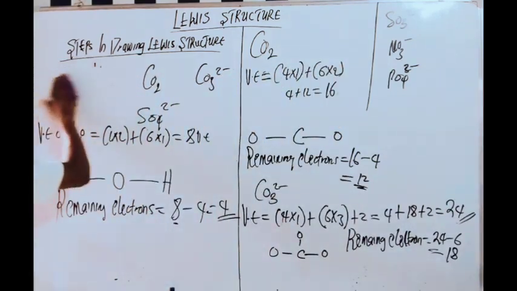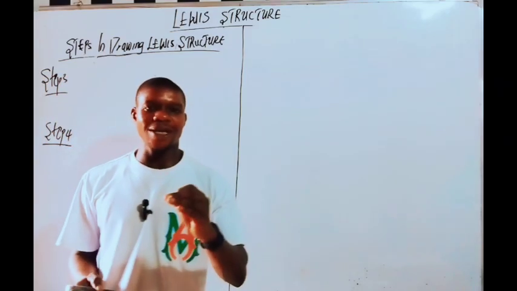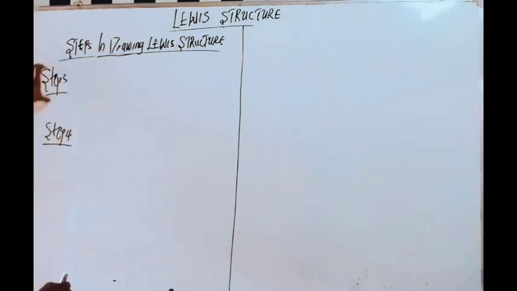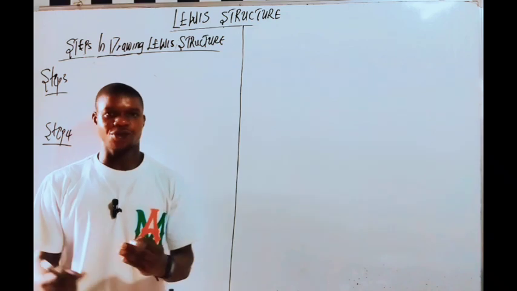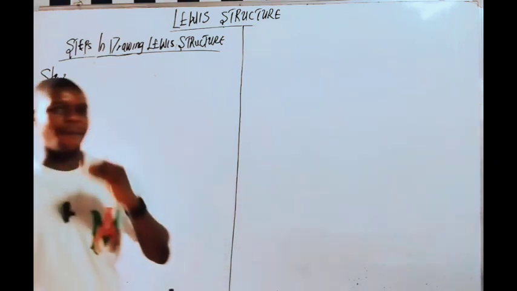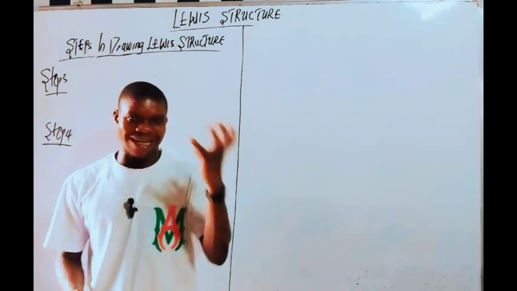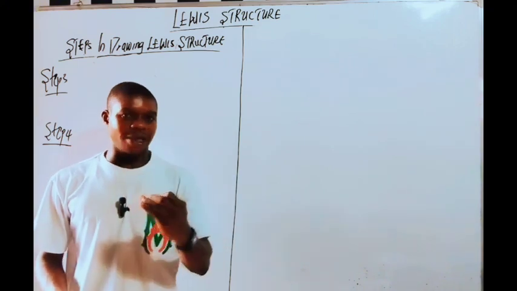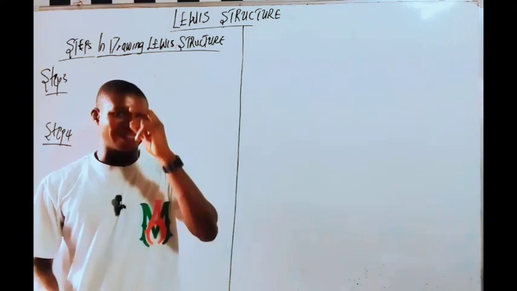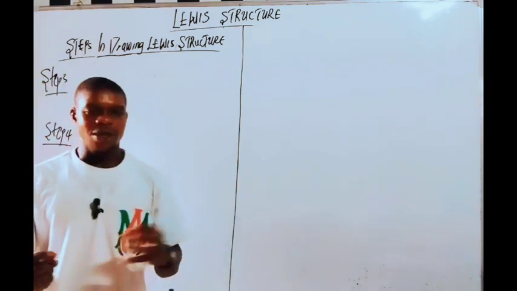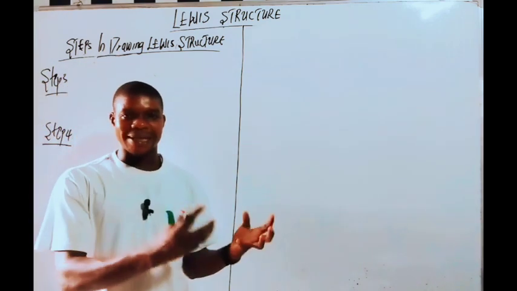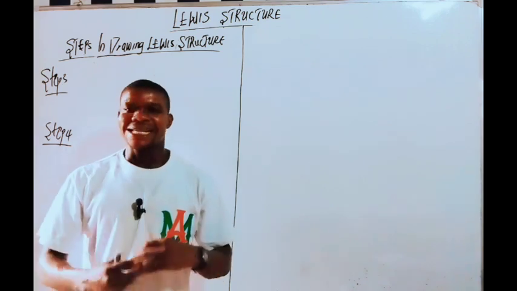So let's move towards step 3 and step 4, which go together when it comes to drawing a Lewis structure. Now remember, step 2 is to draw the skeleton. After drawing the skeleton, you have to get the remaining electrons, the electrons that are left, right?